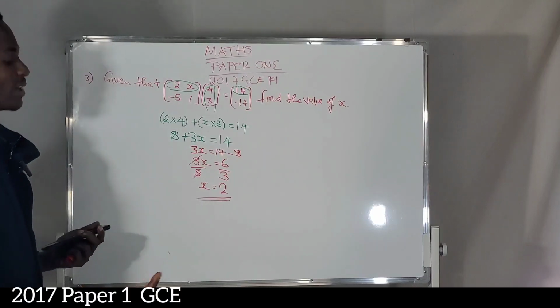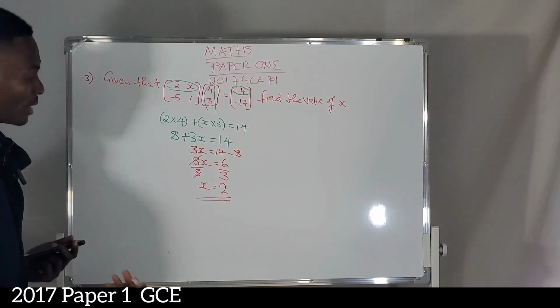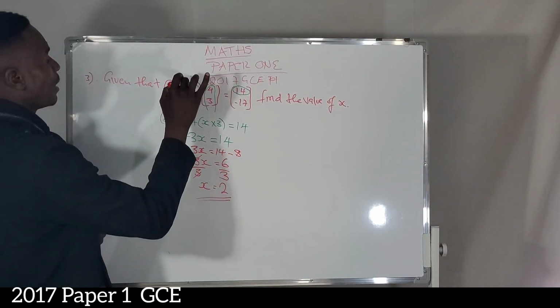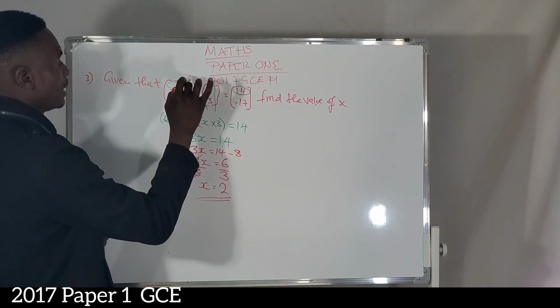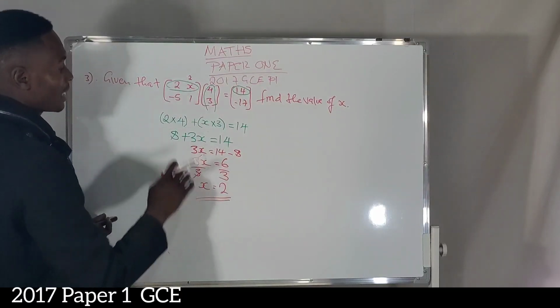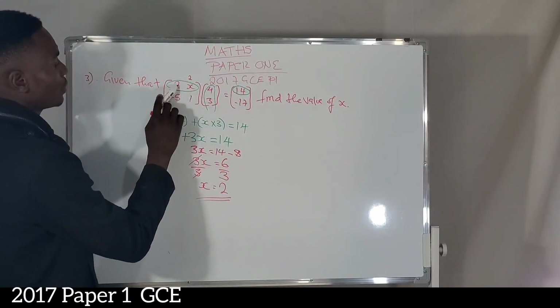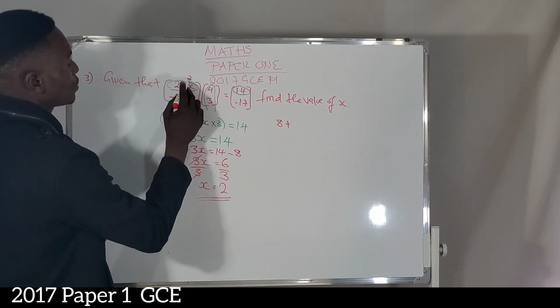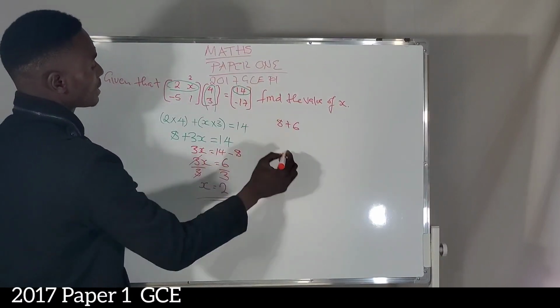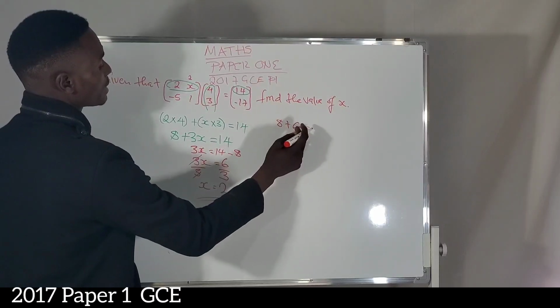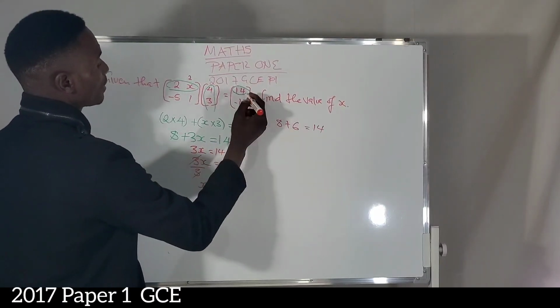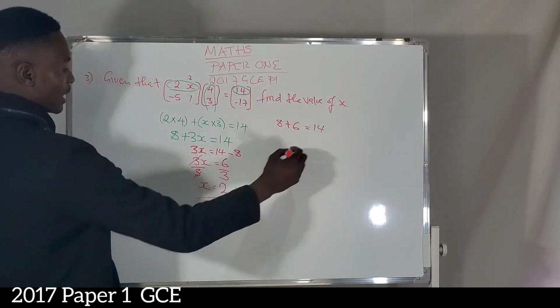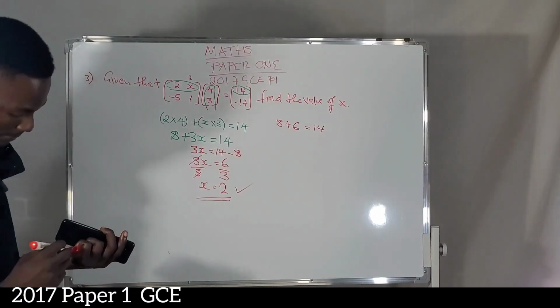If you want to prove that x indeed is equal to 2, plug in 2 for x here. So if you plug in for x, it will be 2 times 4, 8, plus 2 times 3, 6. Then 6 plus 8 is 14, which is this answer. So this answer is correct.